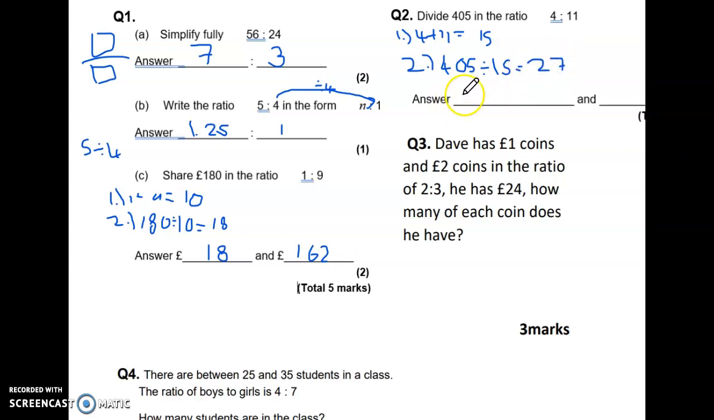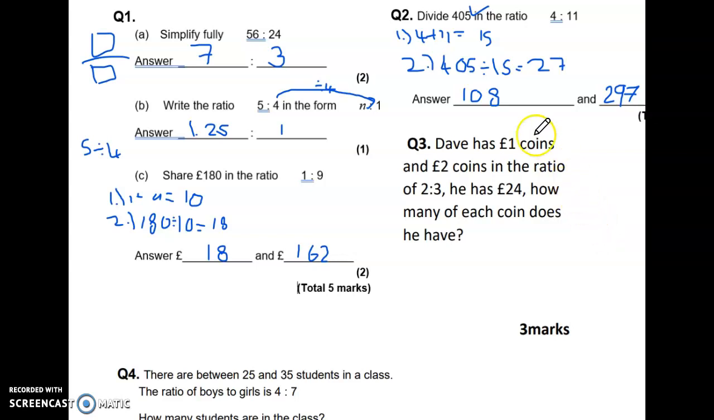So this first part here is going to be 27 times 4. So 27 times 4 gives me 108. And this second part here, so it started up as 11, so it's going to be 11 times 27. And that gives us 297. And it's worth just double checking with a calculator that 297 plus 108 does get us back to the 405, so that works.